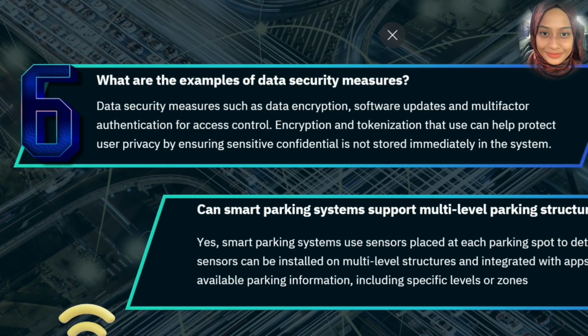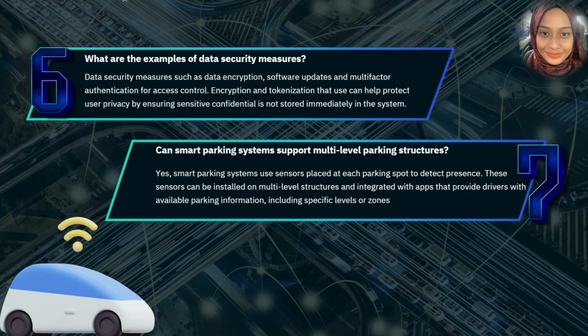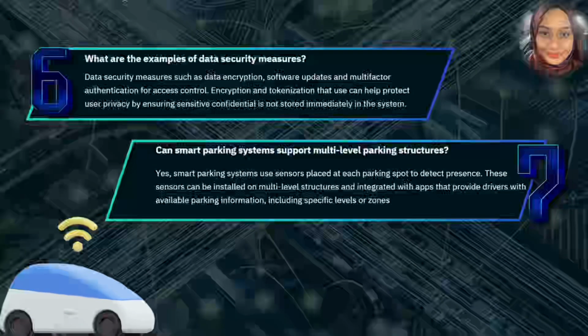What are examples of data security measures? Data security measures such as data encryption, software updates, and multi-factor authentication for access control. Encryption and tokenization can help protect user privacy by ensuring sensitive confidential data is not stored directly in the system. For the last question, can smart parking systems support multi-level parking structures?